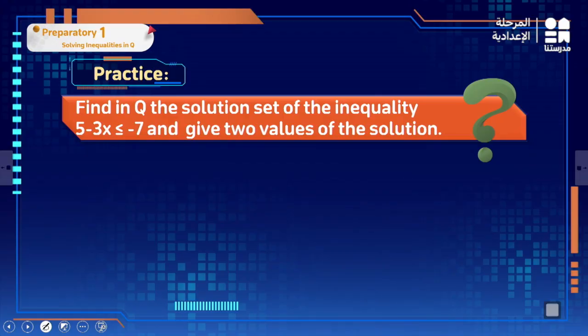Another one. Find in Q the solution set of the inequality 5 minus 3x less than or equal to -7 and give two values of the solution.